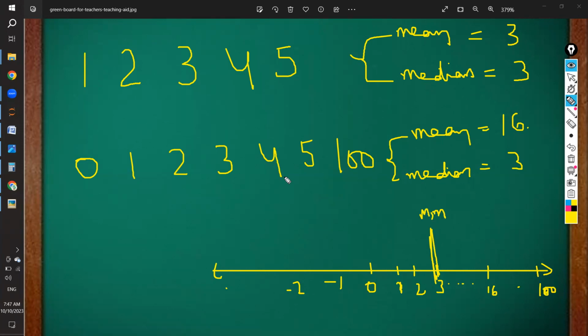Fine, if I'm adding just one number or two numbers, 0 and 100, just two numbers, what happened to mean, guys? Where did the mean go? 16. It jumped here, 16. You're able to see, but the median is here only. Median is here only because it's a middle number. Agree?